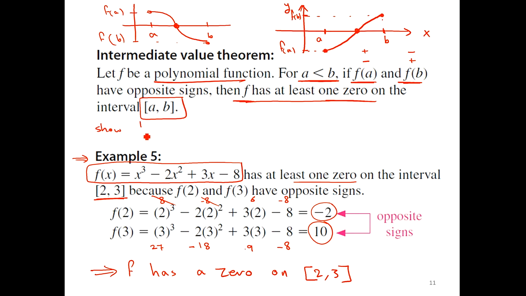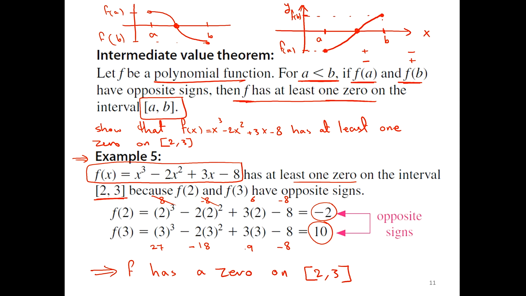Show that f of x equal, for example, x to the power 3 minus 2x squared plus 3x minus 8 has at least 1 zero on the interval 2 and 3. Okay, this is the same question written differently.